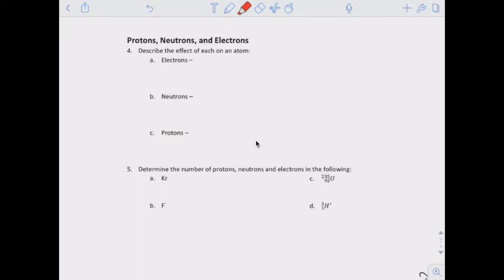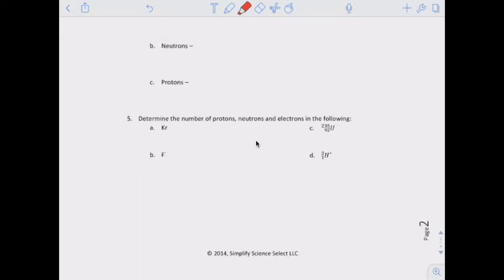The next one says determine the number of protons, neutrons, and electrons in the following. In our first one, we just have krypton. Krypton is 36 on the periodic table, and so it has 36 protons and 36 electrons. Since it doesn't give us a specific isotope, we could look at the atomic mass and subtract 36 from it, and that would give us the number of neutrons.